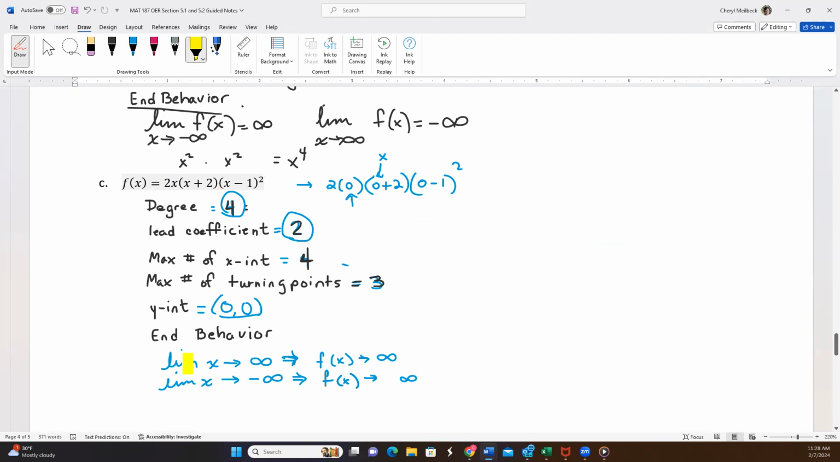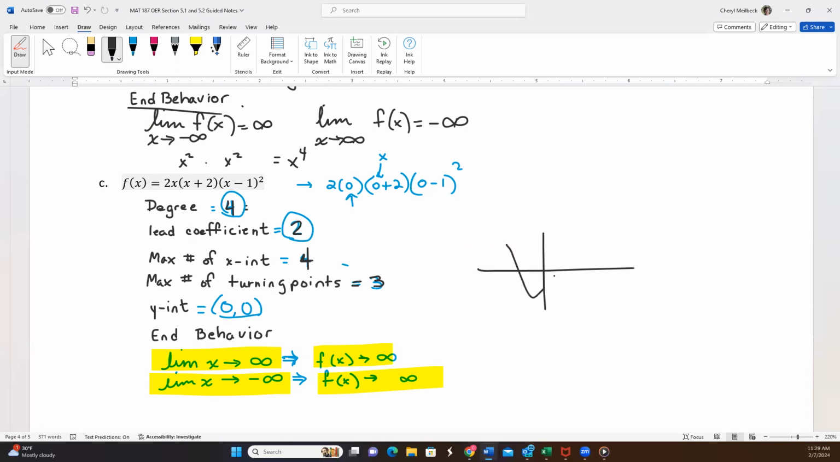The limit as x approaches infinity, your y value is approaching infinity, and as x goes all the way to the left, your y value is still approaching infinity. What does that look like? The most intercepts we have is 4. So there's 1, 2, 3, 4, and both ends of my function are approaching infinity.